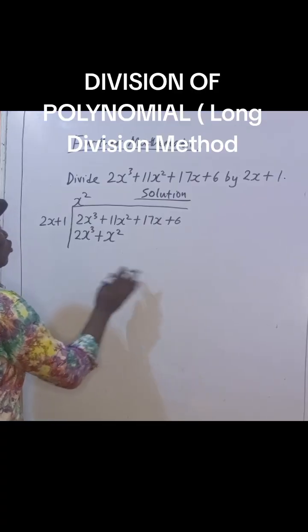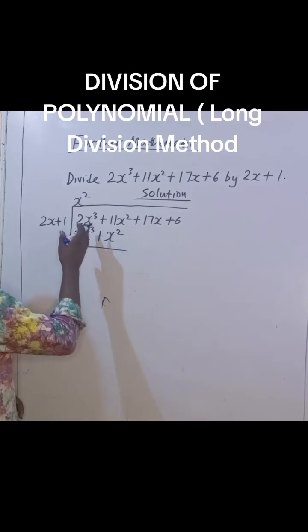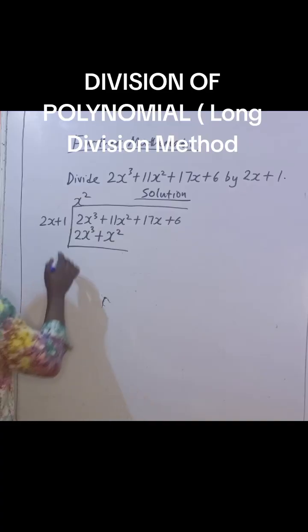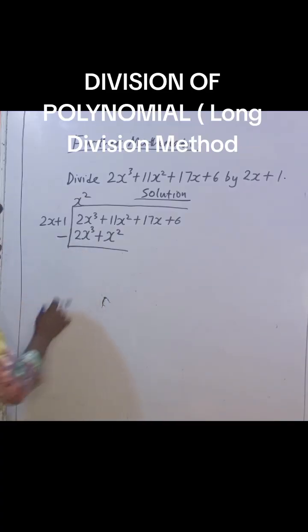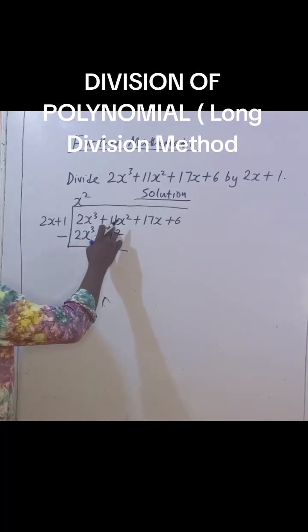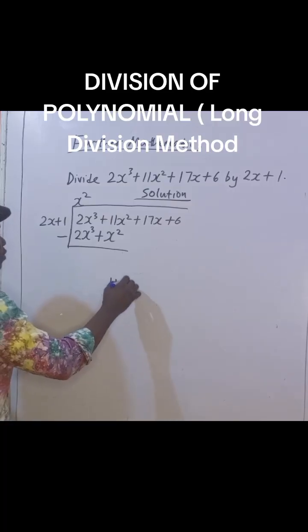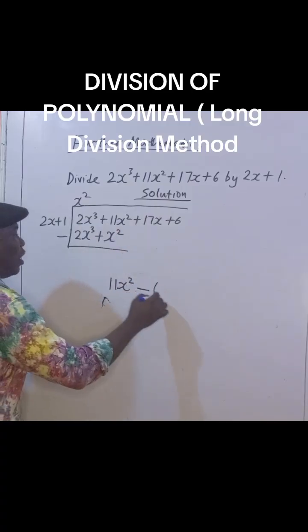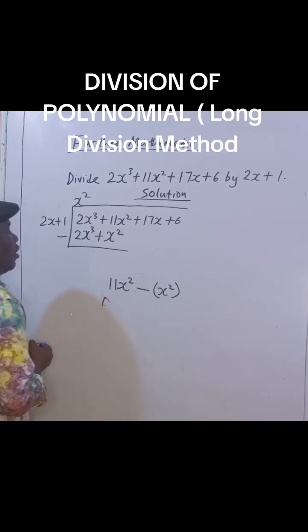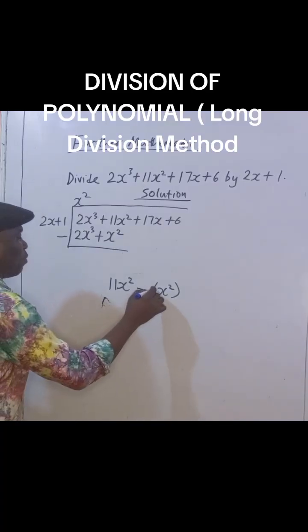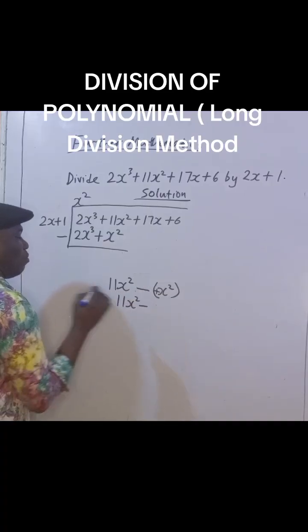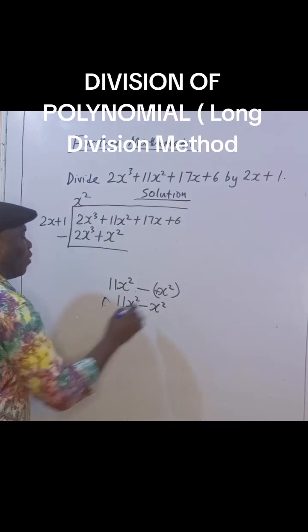All right. The next thing to do now is you want to subtract everything you have under here from what you have up. Exactly now. So put minus here. 2x cubed minus 2x cubed will give you 0. So you have 11x squared minus, what do you have under that 11x squared? You have x squared. All right. So this plus, so you have 11x squared plus times minus gives you minus. So you have x squared.